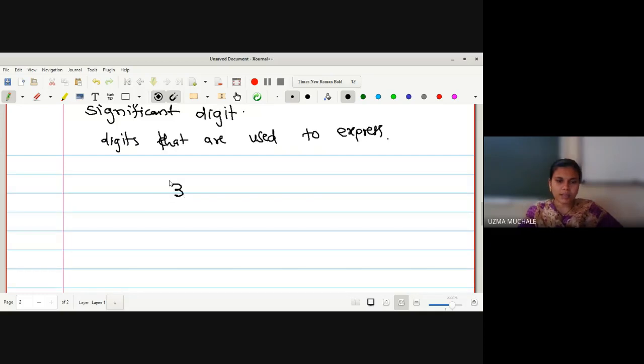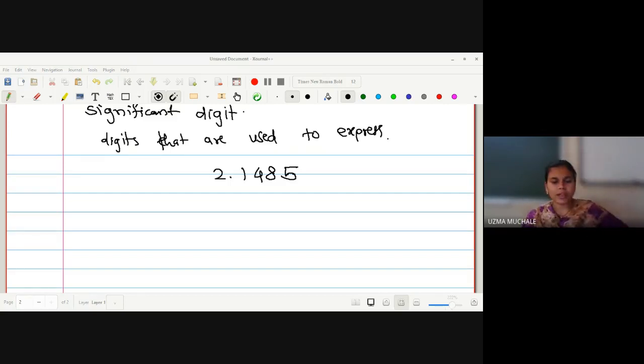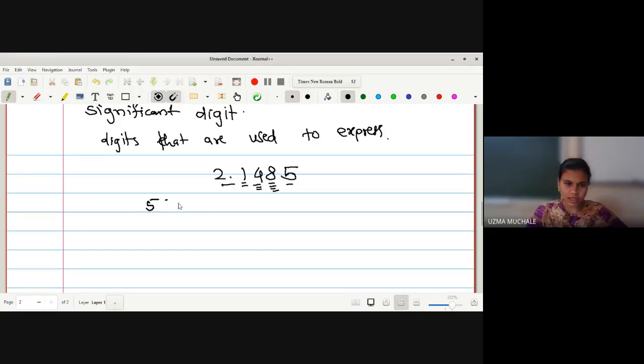Suppose I have the number, say, 2.148 and suppose 5. Okay, so how many significant digits will it have? Whatever the number of digits it has, those are significant digits. So how many digits does it have? 1, 2, 3, 4, 5. So a total of 5 significant digits are there. Okay, this is the definition. Whatever the number of digits we are using in our given number, those are called significant digits.